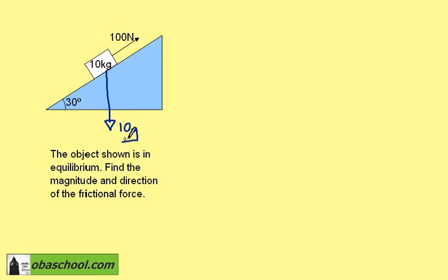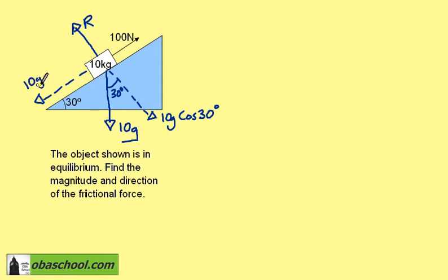We have the weight 10g acting downwards, and the normal reaction force, which is perpendicular to the surface. We can resolve the weight so that it is perpendicular to and parallel to the surface, 30, 60, 30. So this one will be 10g cos 30 degrees, and parallel down the slope we will have 10g sin 30 degrees.